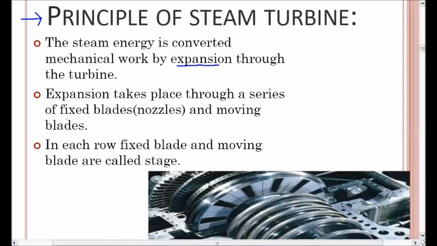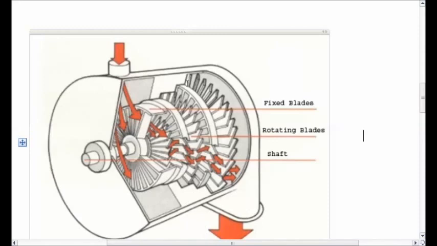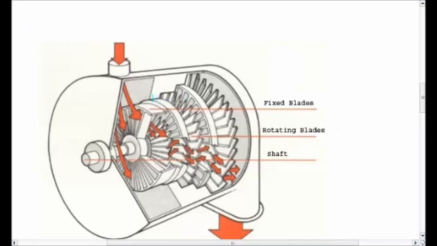In a steam turbine, there are two major components for converting it into rotary motion. One is the fixed blade and another is the moving blade. Fixed blades are also called nozzles. In each row, a fixed blade and a moving blade together are called a stage. To explain, let's see what a fixed blade and a rotating blade are. Here we can see the components that don't move are called the fixed blade and the components that move are called the rotating blade.